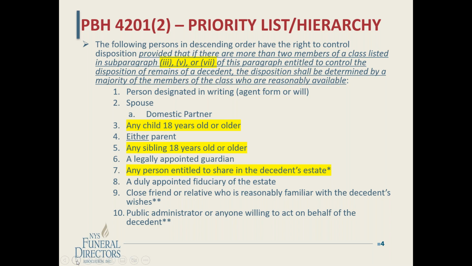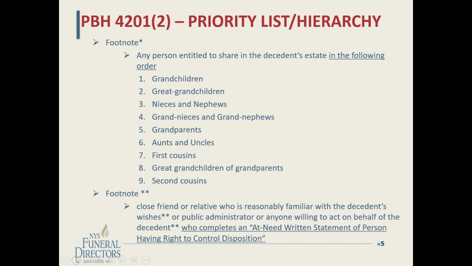Okay, so let me touch base on these asterisks, because there's another layer underneath these lists. Let's take the first one, any person entitled to share in the decedent's estate. Now you have to go down into more details for that. It's the people entitled to share in the decedent's estate in a very particular order, which is listed here. So if you get all the way down the list, because there's no agent, no spouse, no child, no parent, no siblings, and no legally appointed guardian, now you're down to this.